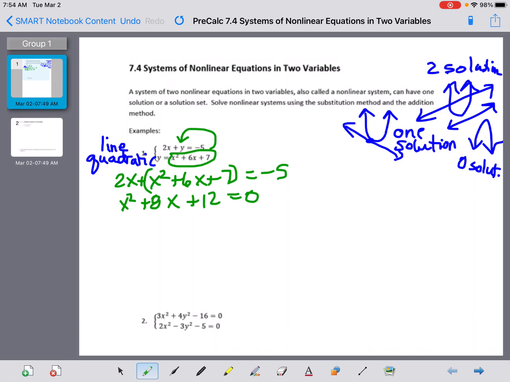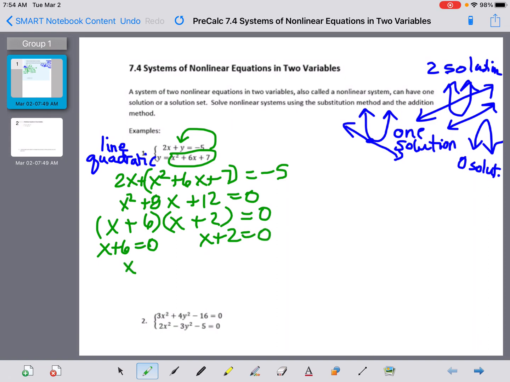Factors of 12 that add to make 8. I think we can do that. How about x with 6 and 2, and both of them get a positive. All right, that means if x plus 6 equals 0 or x plus 2 equals 0, so x is going to equal negative 6 or x is going to equal negative 2.